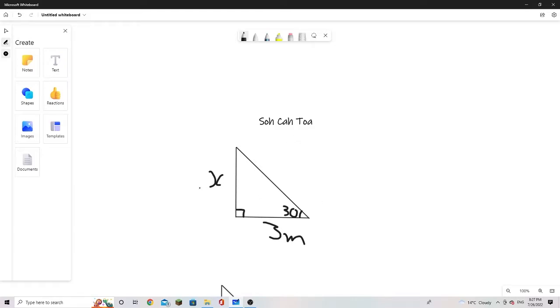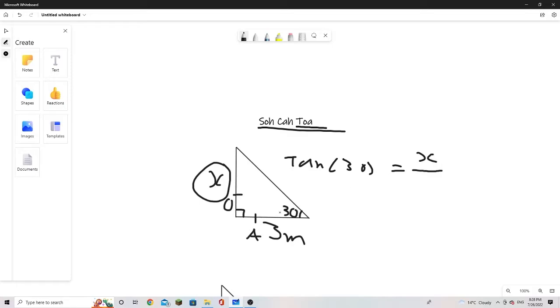Now, in this question, they want us to find the value of x, and to do this, we need to find the trigonometric ratio that uses this side and this side. This side is the adjacent and this side is the opposite, so we want tan. Tan of 30 is equal to opposite x over adjacent 3. So now, 3 times tan of 30 equals x.